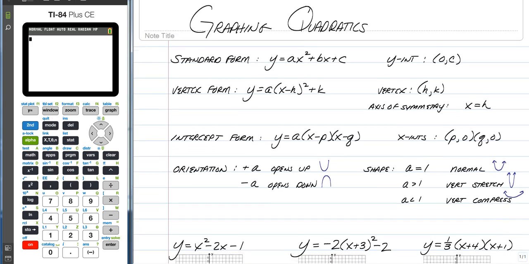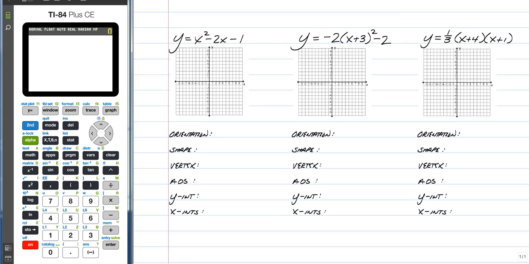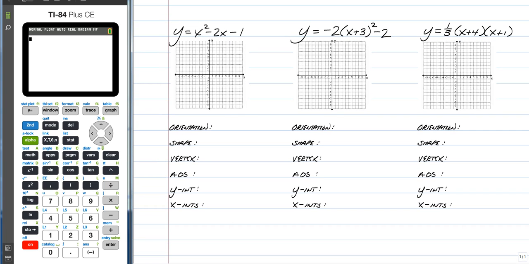Now, I have 3 examples here for you. And I'm going to show you how to use your graphing calculator to do a lot of it. But I am going to tell you right now I'm going to jump around a lot because I want to stick to a specific topic first. And that is just being able to look at the equations and decide what the orientation and what the shape is going to be. We do not need a graphing calculator to do that.